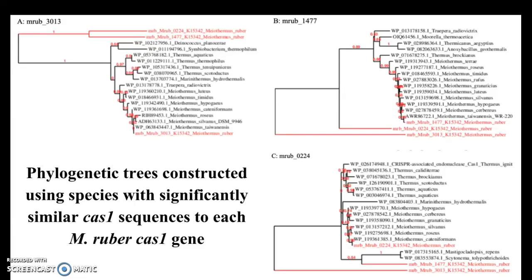This last figure shows phylogenetic trees built from species with highly similar Cas1 genes to the input gene. In every tree, mRub1477 and mRub0224 are more closely related to each other than they are to mRub3013. This indicates that if mRub3013 does have a paralogous relationship with mRub1477 and mRub0224, the gene duplication event happened a long time ago, and there has been a lot of divergence since then. A more likely explanation is that mRub1477 and mRub0224 are paralogs of each other, but are not directly related to mRub3013 in any way other than their function as Cas1 proteins.